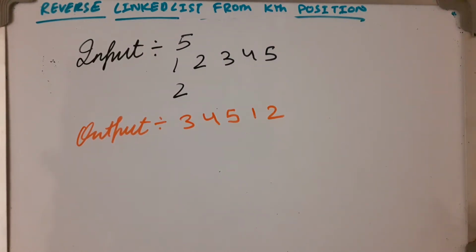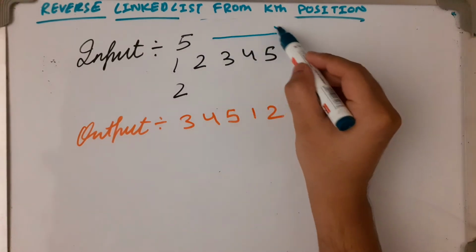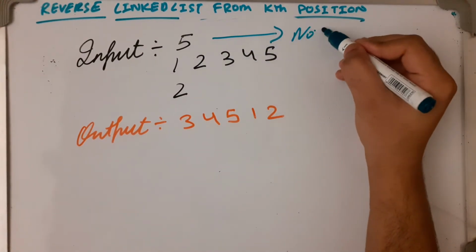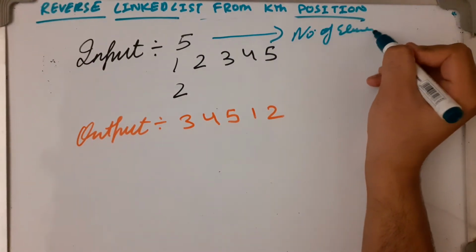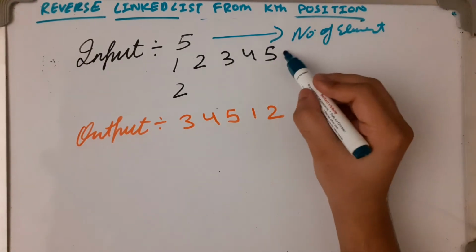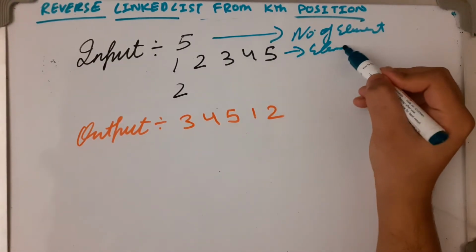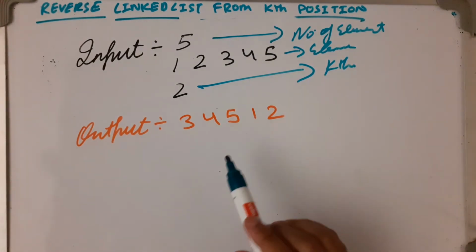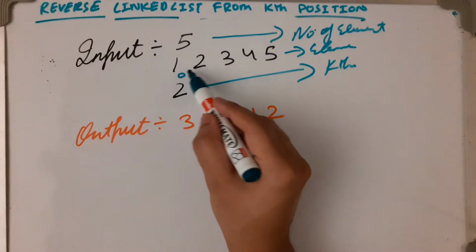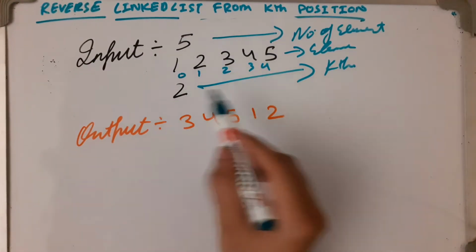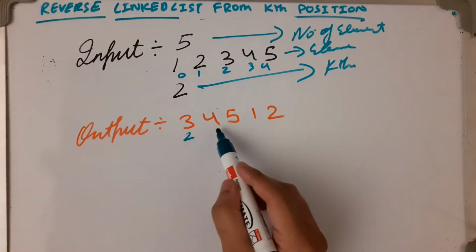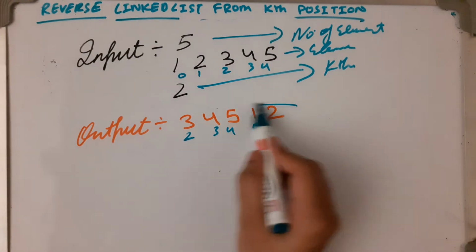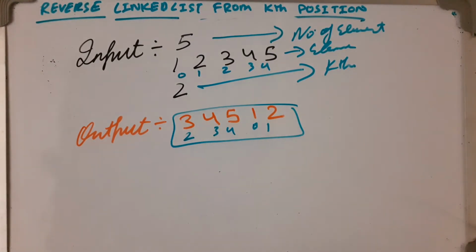Today we are going to rotate a linked list from the kth position. Okay guys, we have an input and output here. The input is first the number of elements, then the elements, and then the kth position from which we have to rotate. Suppose it is 0 1 2 3 4. Then it is rotated like 2 3 4 and 0 and 1. Like this we have to rotate the linked list.